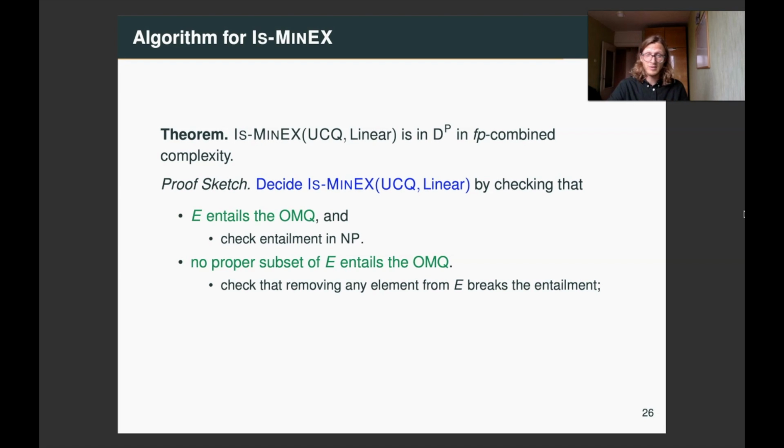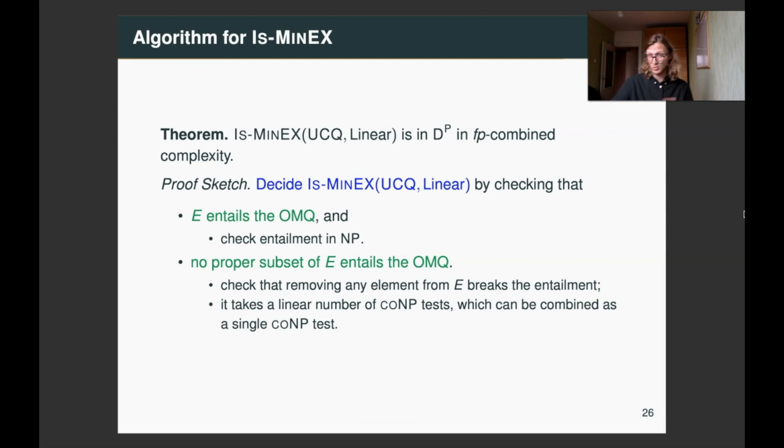And now we need to check that no proper subset of E entails this query. It is equivalent to checking that removing any element from E breaks the entailment, because non-entailment is preserved by removing elements. So this takes a linear number of non-entailment checks. And because entailment is in NP, non-entailment is in co-NP. So these tests can be combined as a single co-NP test. Okay, so we need an NP and a co-NP test, which is DP. In the paper, we also provide a DP hardness result, and we encourage the reader to look into that, why IsMinEx can express these other DP-complete problems.